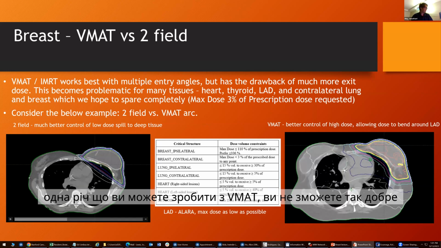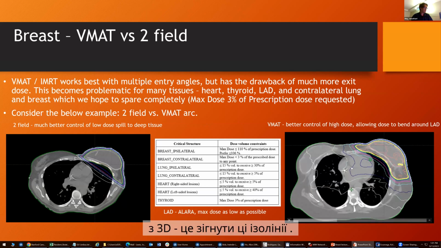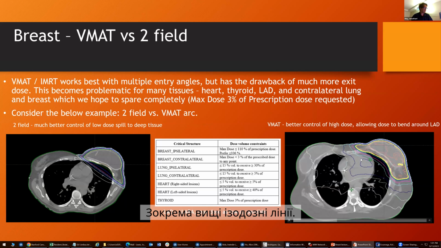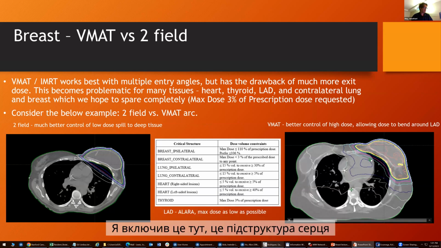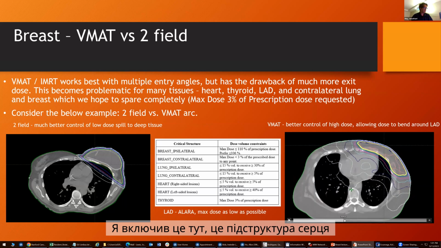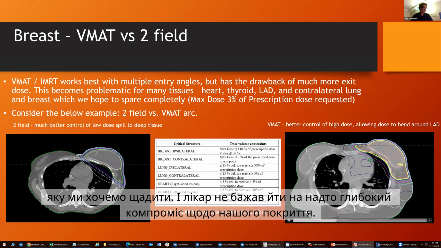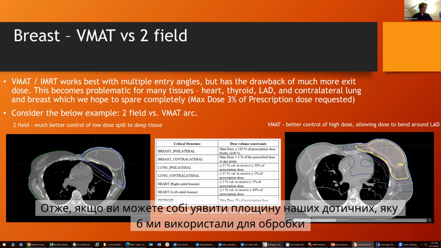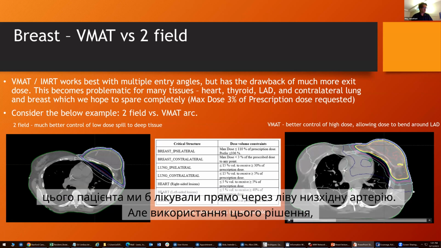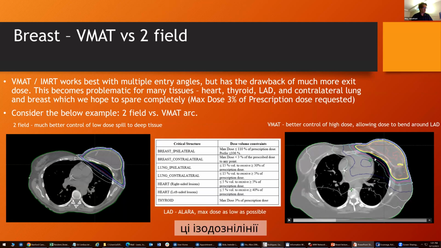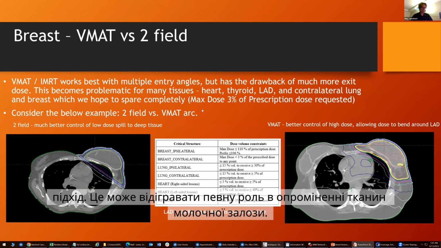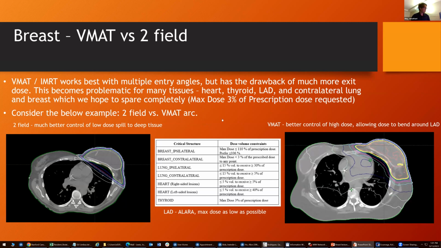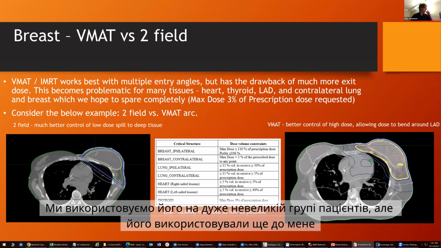One thing that you can do with VMAT that you can't do so well with 3D is to bend these isodose lines, specifically the higher isodose lines. This was a patient for whom we really needed to spare the LAD, which I have turned on here. This is a cardiac substructure that we do want to spare, and the doctor was not willing to compromise too deeply on our coverage. So if you can imagine the plane of our tangents, which we would have used to treat this patient, we would have been treating straight through that LAD. But using this solution, our isodose lines are bending off of it. So while VMAT is usually not our go-to approach, it can have a role in the management of breast tissue. We use it on a very small population of patients, but it has been used before.